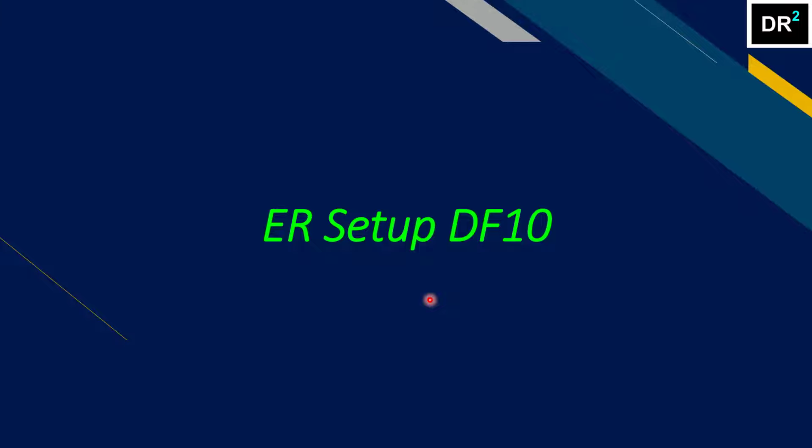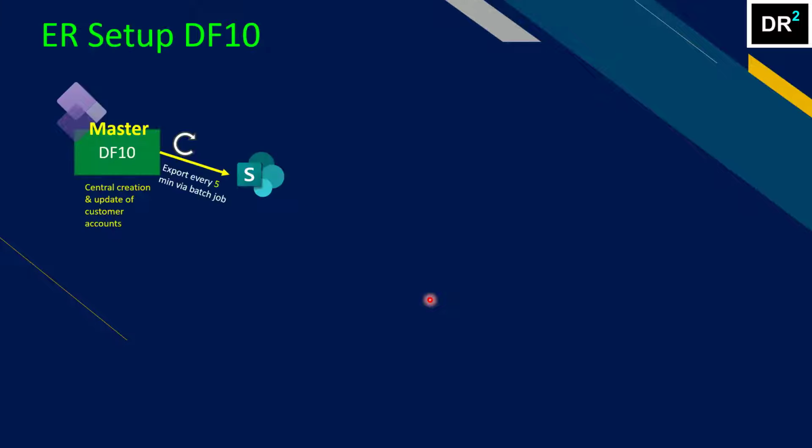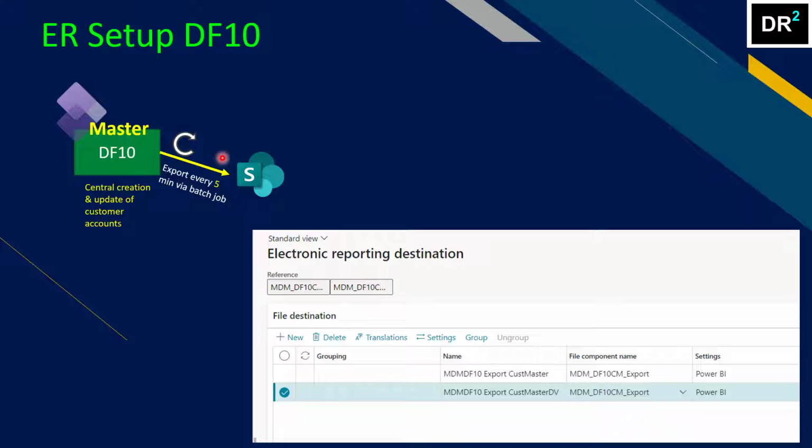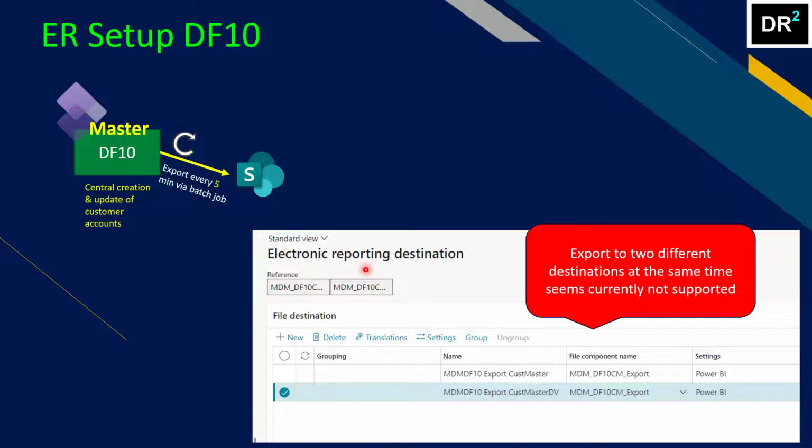Now let's have a look at the setup, how I configured the whole thing. And what we will investigate first is this export job, where we take the master data from the DF10 and export it by means of electronic reporting. And the first thing that I tried is I tried to enter two separate lines in the electronic reporting destination. But while doing that, I noticed that this is not working. At least in my environment, it did not work. I only got data for the first element in the first SharePoint document library.